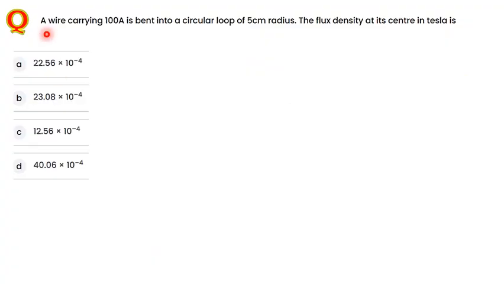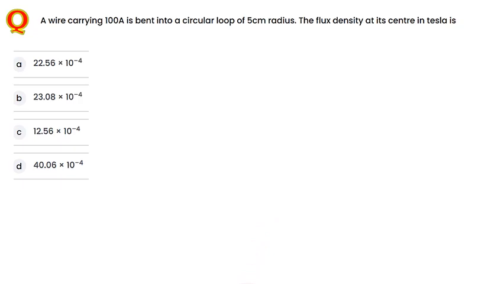The next problem here is a wire carrying a current of 100 ampere. Now it's bent into a circular loop which has a radius of 5 centimeter. What they are asking here is the flux density at its center. Flux density or magnetic induction, both in this case are similar over here. Let me tell you in this case.